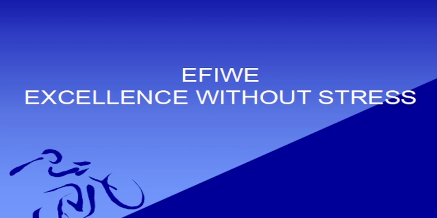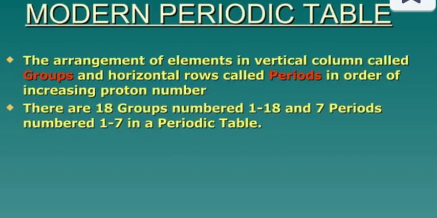And in this section of the study, we are going to be considering the periodic table. Now, the periodic table is simply defined as the arrangement of elements in vertical columns called groups or horizontal rows called periods in order of increasing proton number. So the emphasis here is that the periodic table is basically an organization or arrangement of elements in columns and rows. Remember that this arrangement has to be in order of increasing proton number, and we already know that proton number describes the number of protons.